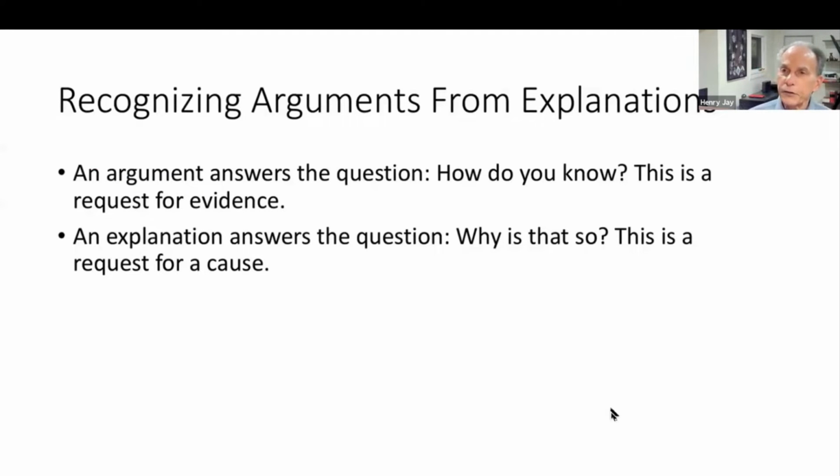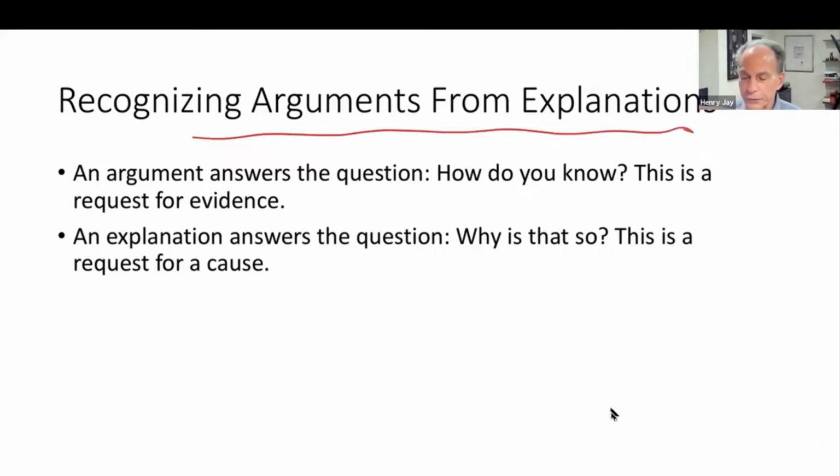So we had an exercise about using arguments versus explanations. An argument answers the question, how do you know that? Essentially, you're stating a position. An explanation answers the question, why is that so? This is a request for a cause. So with an explanation, somebody gives you a fact, and you want to know why this is happening.